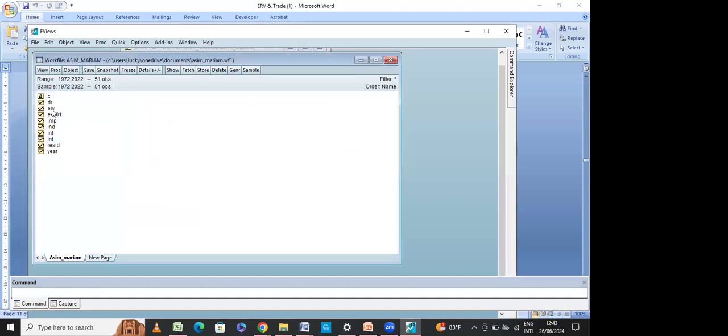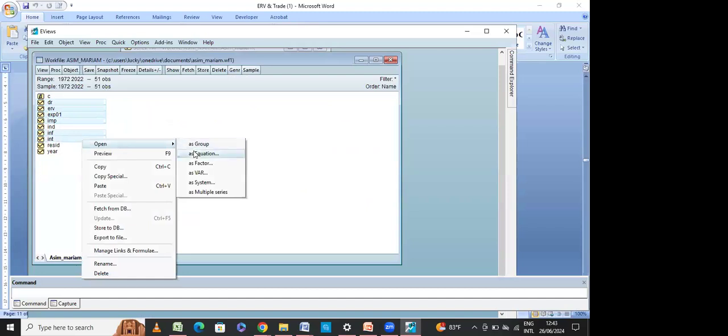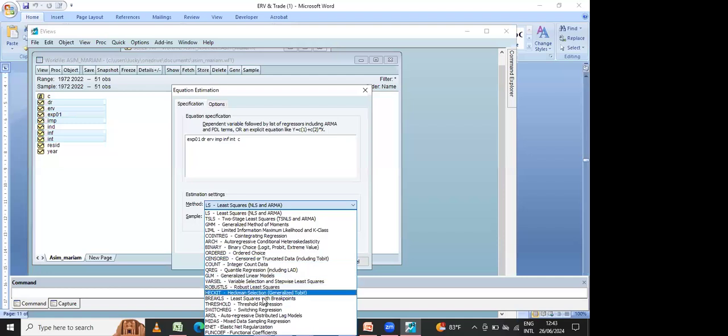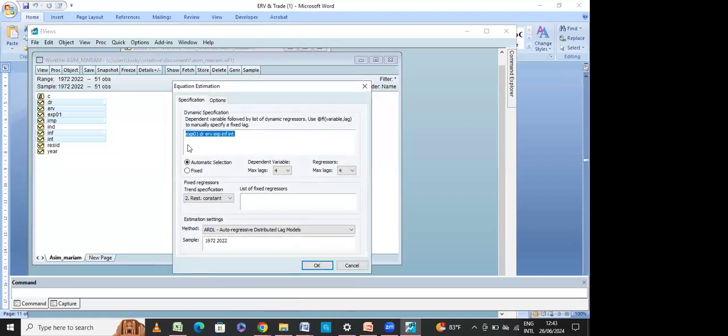My first variable is export. I select all my other variables. I am not going to include the IND variable because it is stationary at second difference. I'm just going to open as equation. And in the method, I am using ARDL estimation. I just select the ARDL estimation.